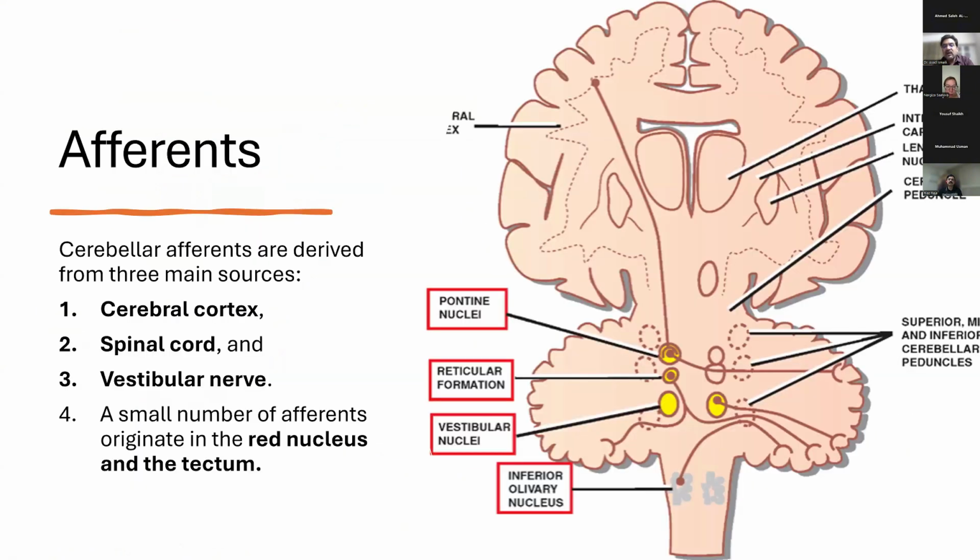Now let's talk about the afferent pathways. Afferent pathways are the incoming pathways. So cerebellar afferents are divided into 3 main sources. We will discuss the sources because there are so many tracts and so many pathways, and we will stick to the most important ones. The 3 main sources are the cerebral cortex, the spinal cord, and the vestibular nerve, and a small number of afferents originate in the red nucleus and the tectum as well.